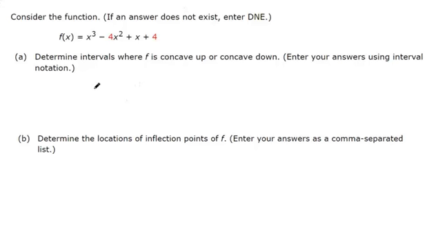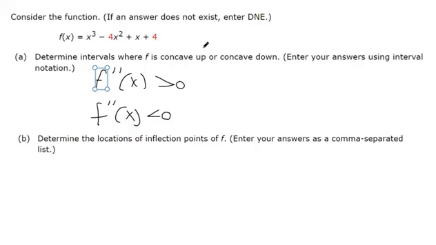So a function is concave up if the second derivative is greater than 0, and it's concave down if the second derivative is less than 0. So to find out where this is concave up or concave down, we could find the second derivative. So let's start with the first derivative, the power rule. And then here's the second derivative.